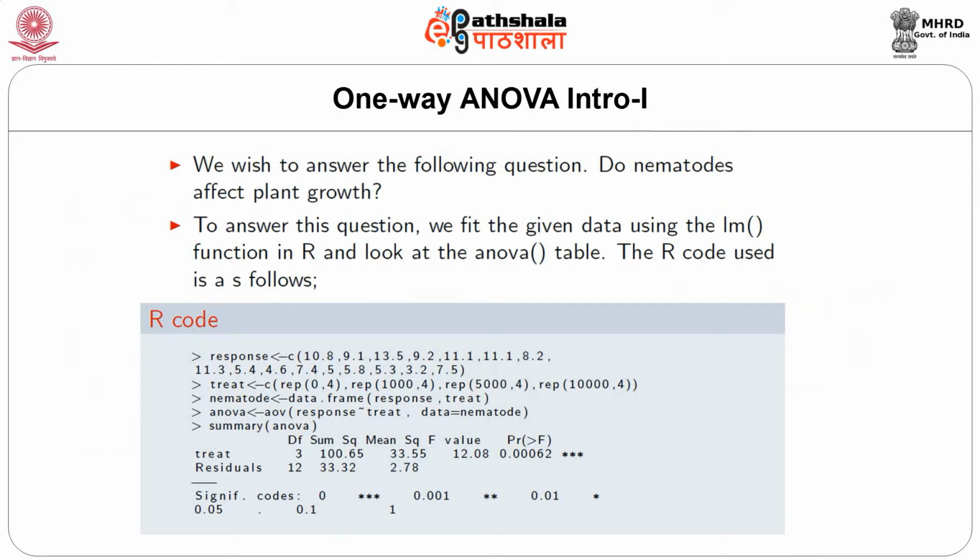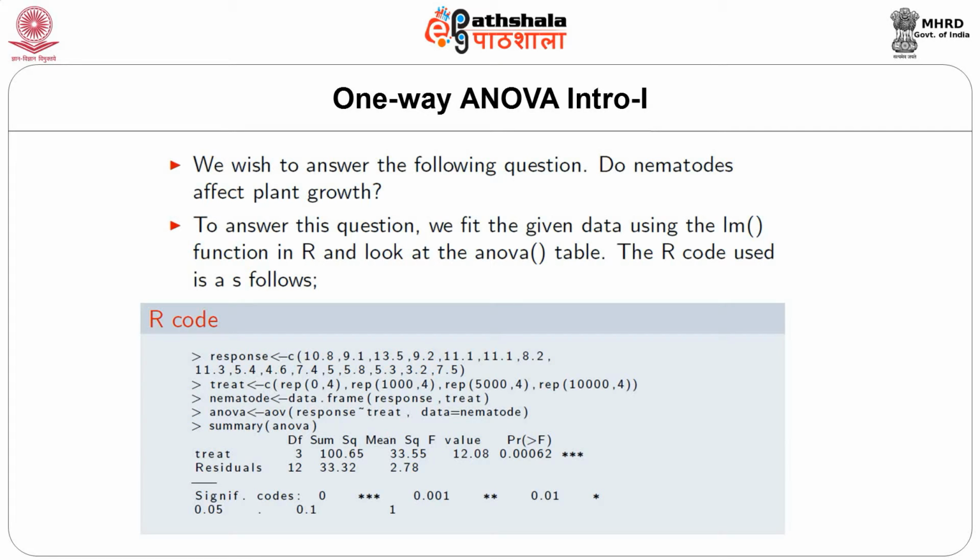We wish to answer the following question: do nematodes affect plant growth? You may not know what nematodes are, but you do not need to understand that in order to do statistics. That is the beauty of statistics. We do not need to understand any setup whatsoever, we only crunch numbers. To answer this question, we fit the given data using the lm function in R and look at the ANOVA table. The R code used is as follows.